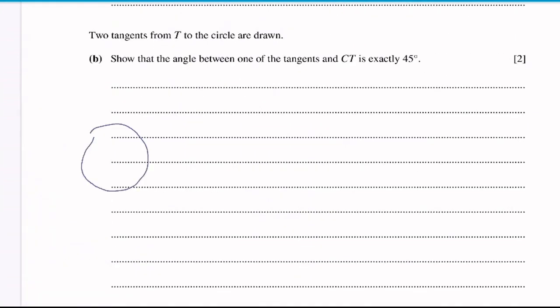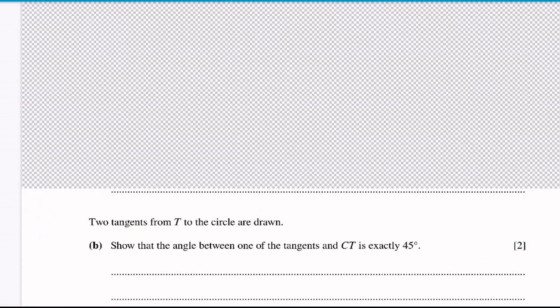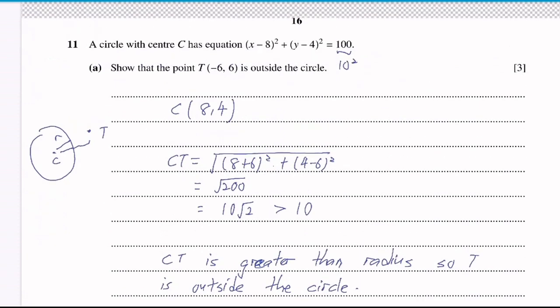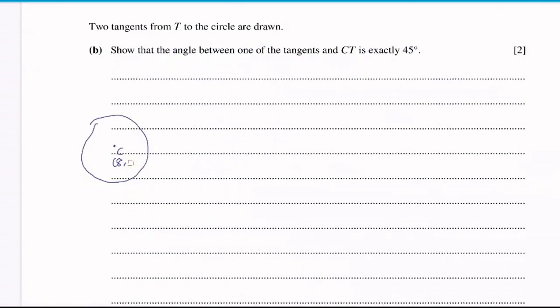If you follow the coordinates, this is our C, which is (8, 6), and our T here is negative 8, 4. Sorry, the T here is negative 6, 6, which is roughly here. This is the point T. When we draw the two tangents to the circle, of course, each touches the circle nicely like this, and another one would be like this.